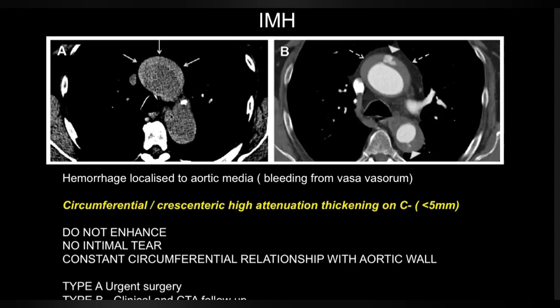IMH, I showed you a case of IMH earlier. Typically, if you see circumferential crescentic high attenuation thickening on the non-contrast CT, this is pathognomonic of an IMH. What is IMH? It is hemorrhage localized to the aortic media, and it occurs from bleeding from the vasa vasorum. So when you come across this in the exam, and the examiner hears circumferential crescentic high attenuation thickening on the non-contrast CT, they know that you know that this is an IMH. So just say those key words so the examiner is picking it up.